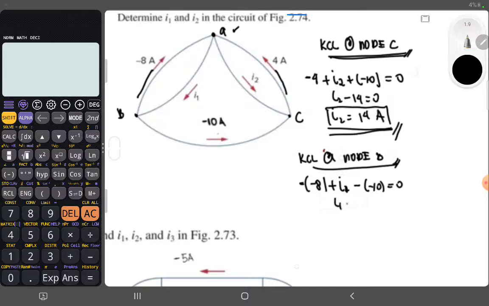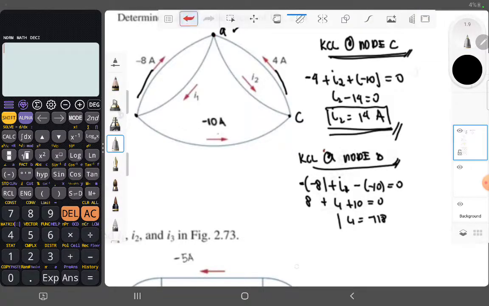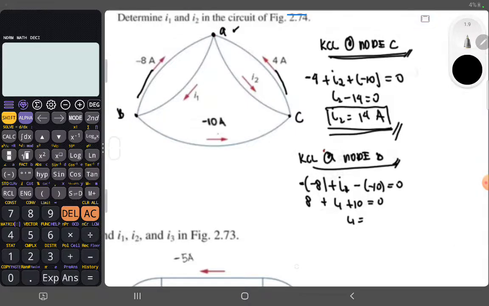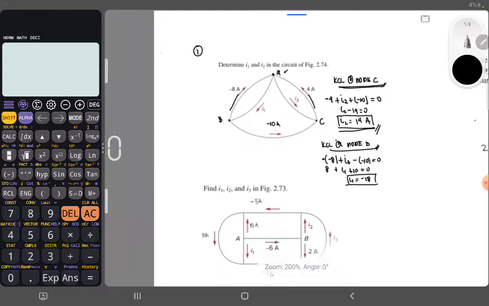From here, I will have my I1, which is equal to negative 8 multiplied by negative 8 is equal to positive 8. And my 10, which is equal to positive 10 equals 0. So from here, I will have my I1, which is equal to 18, so negative 18. Sorry, so this must be negative 18. Okay, so 8 plus 10 is equal to 18. Transpose natin, this is equal to negative 18. That is our I1.